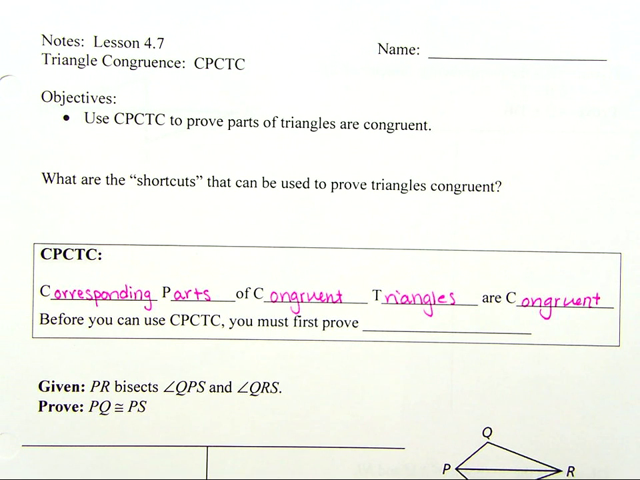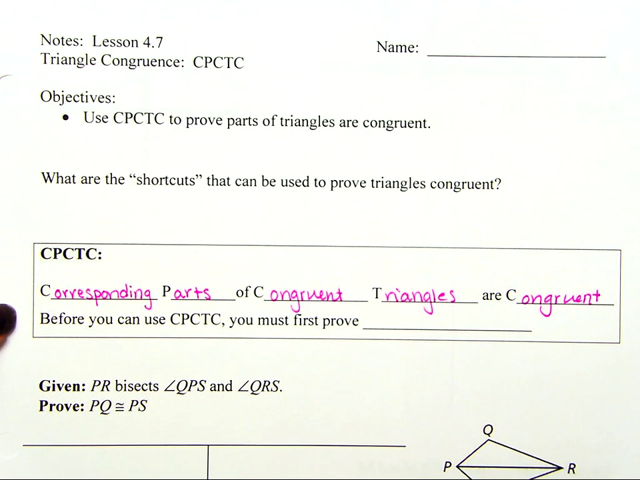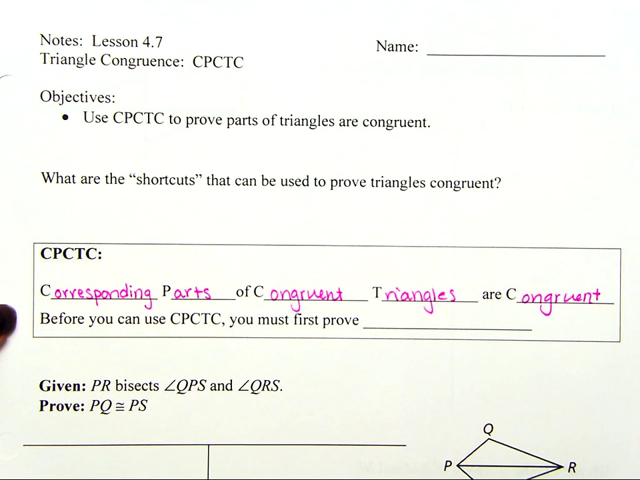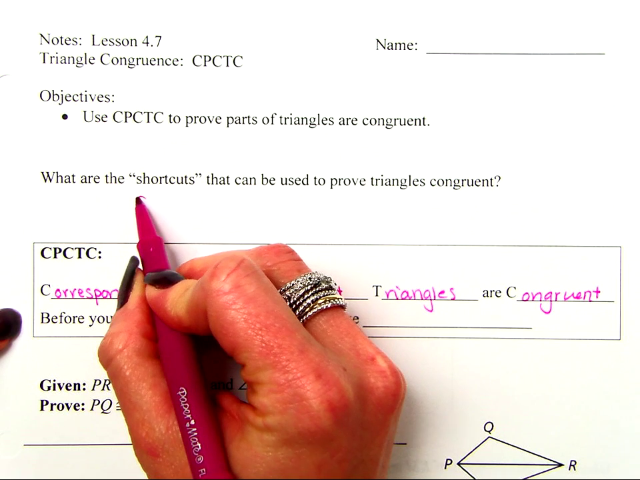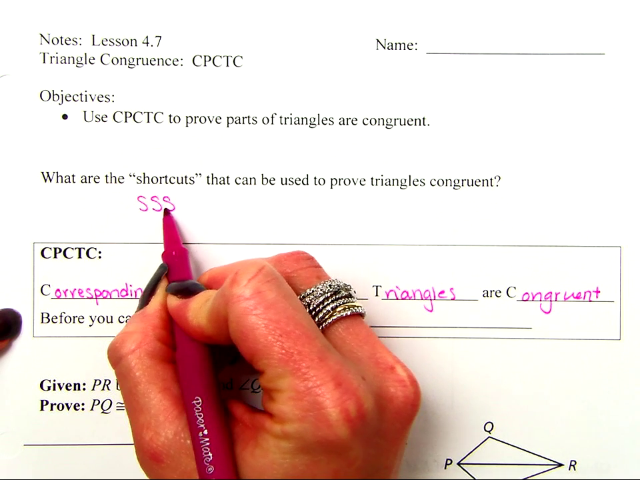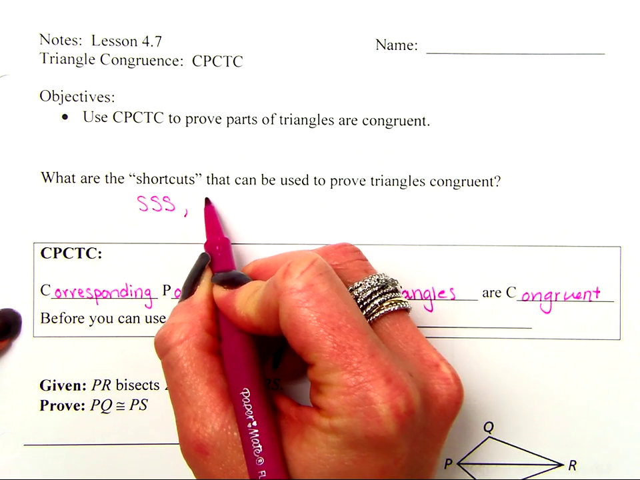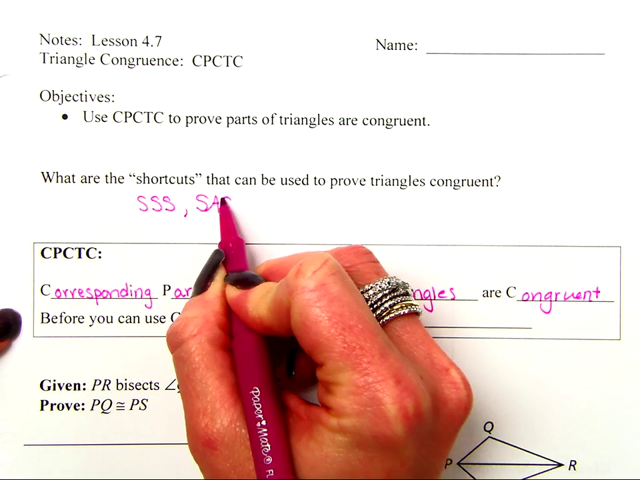In the previous lessons, we've been talking about proving our triangles congruent using some shortcuts. So I just wanted to take a second to review what shortcuts there are that will work to prove triangles congruent. The first shortcut that we had discussed was using the side, side, side shortcut. And that same day, we also discussed using side, angle, side.